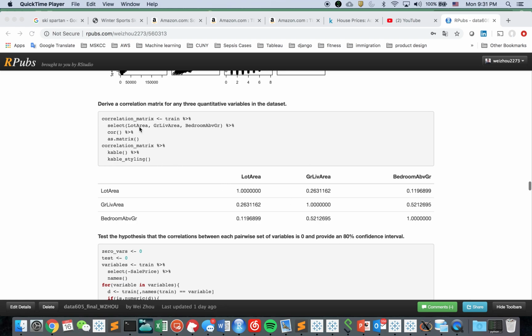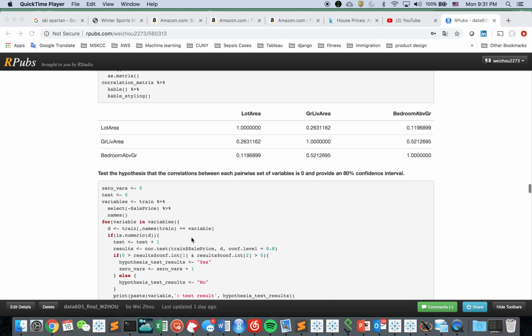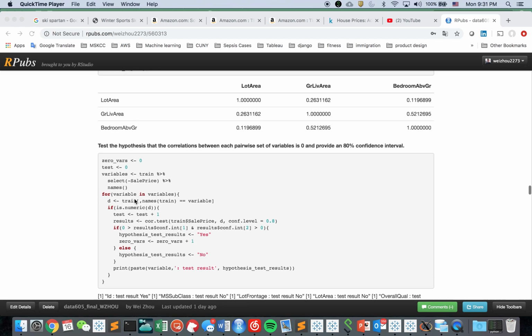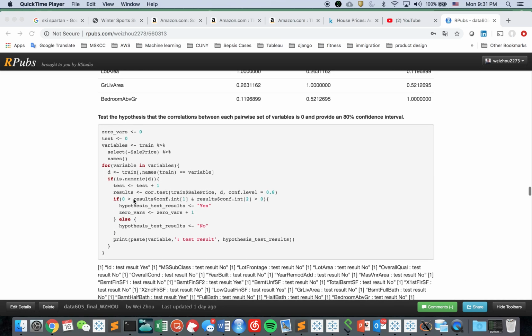So here I'm using the COR functions to calculate the correlations between any two of the three variables. Test the hypothesis that correlations between each pairwise set of variables is zero and provide an 80% confidence interval. So I'm going through each quantitative variable in the training data set and calculating the correlations, and I'm also using a correlation test function and set up 0.8 as the confidence level.